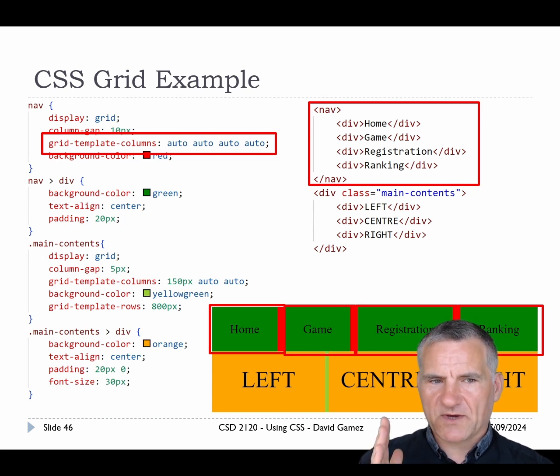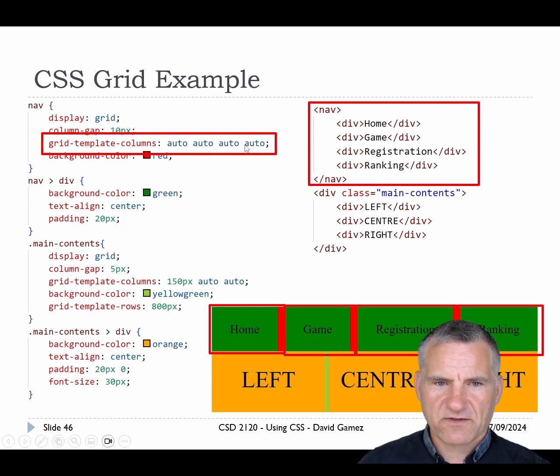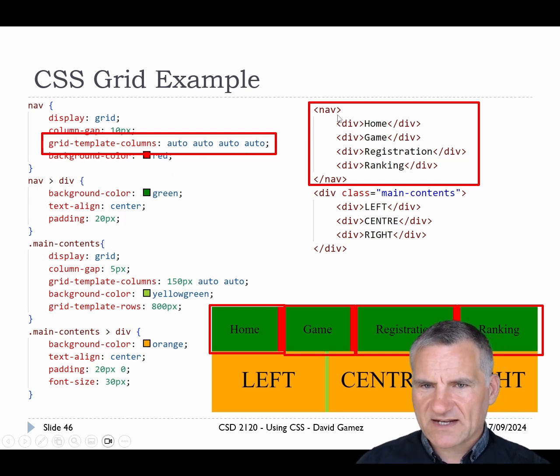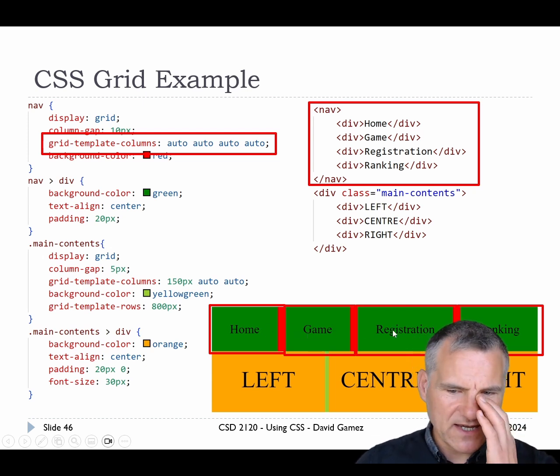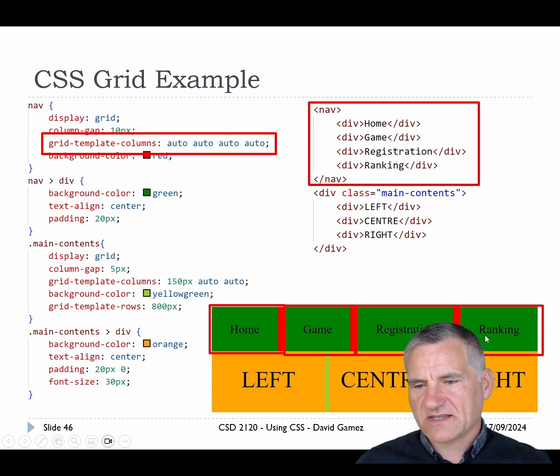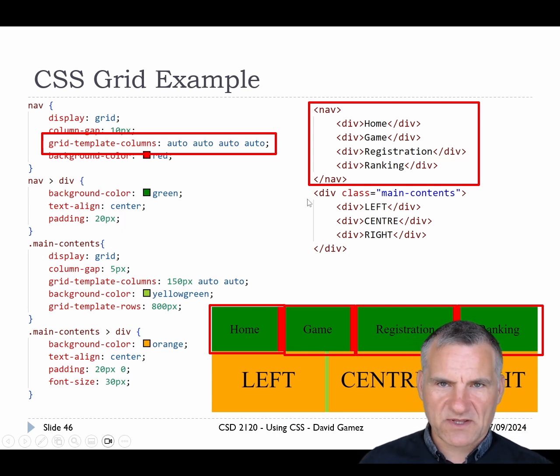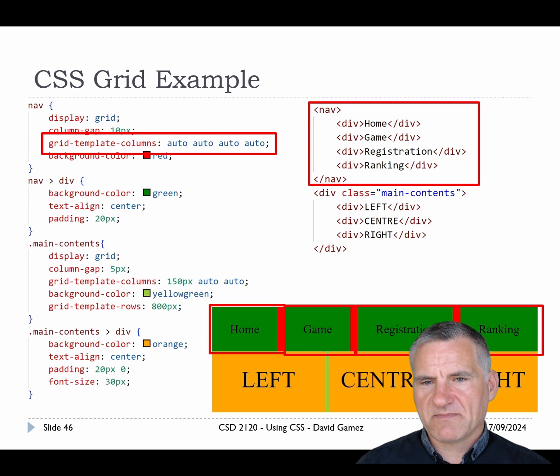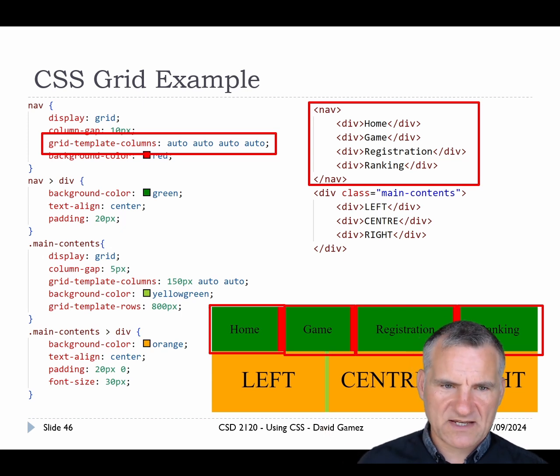Here we're saying we want 4 columns. That's what these 4 numbers mean, 1, 2, 3, 4. And then it'll automatically take the child elements of this nav element and slot them into the 4 columns. And auto means that the width of the column will be determined by the contents. So you can see home and game are almost the same because they've got the same number of letters, whereas registration's quite long and this is a bit shorter. We could control that and specify the pixels, but in most cases it's better to let it automatically resize.